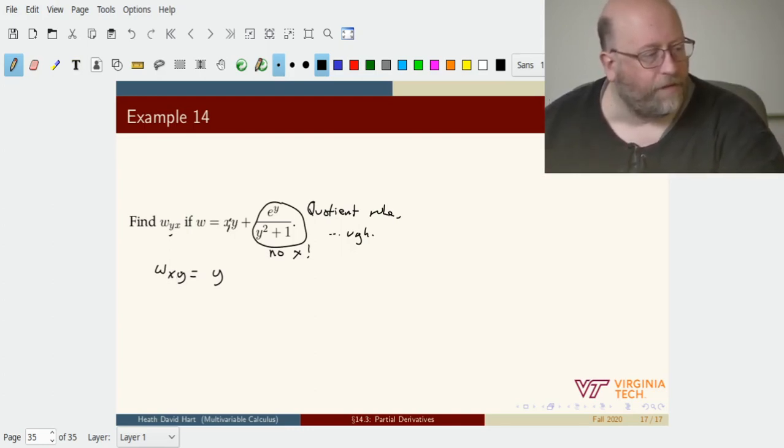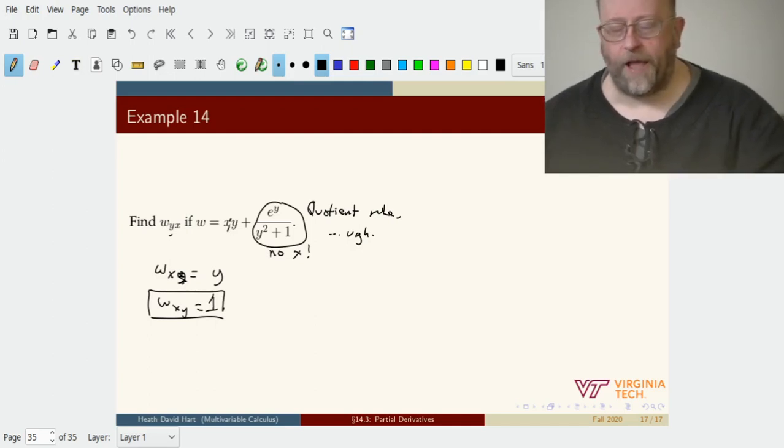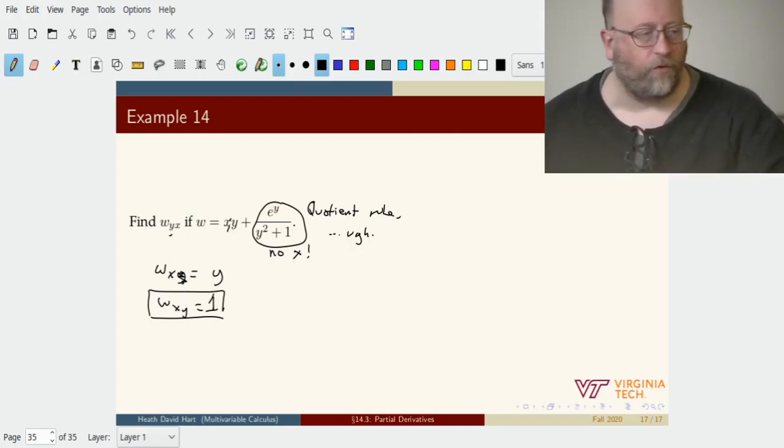This is actually just wx, not wxy yet. And now we'll take wxy. That's the derivative of wx, which is 1, with respect to y, which is equal to 1. And so we get a very simple answer, but if we had done it in the way the problem had asked us to do it, we would have had to use the quotient rule.